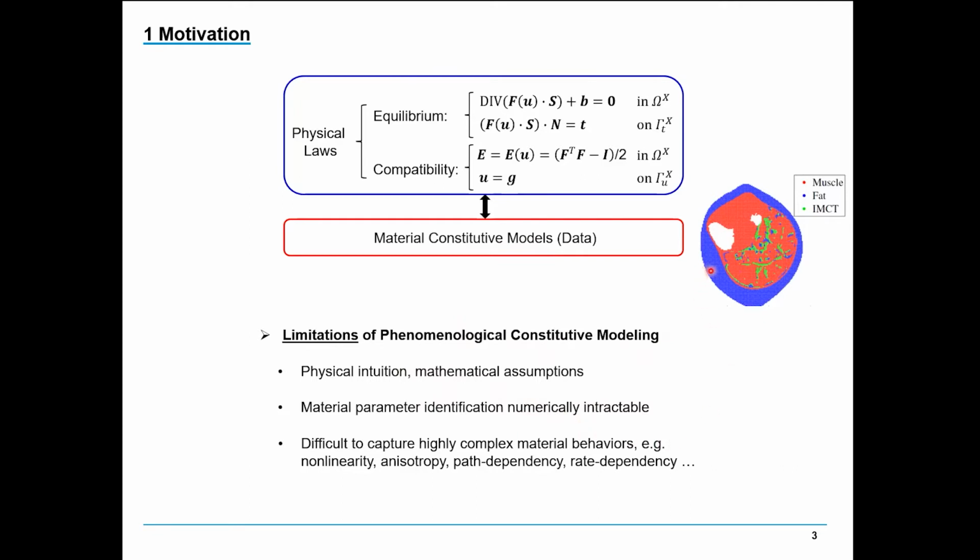For example, here for the skeletal muscles, we have multiple highly nonlinear and anisotropic components. And it will be difficult for phenomenological modeling method to construct material models for this kind of biological materials.